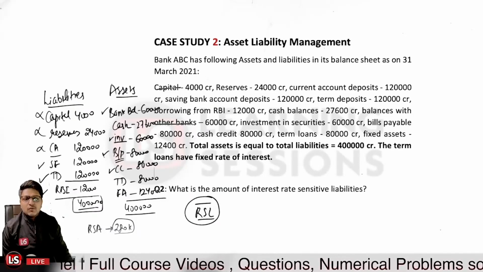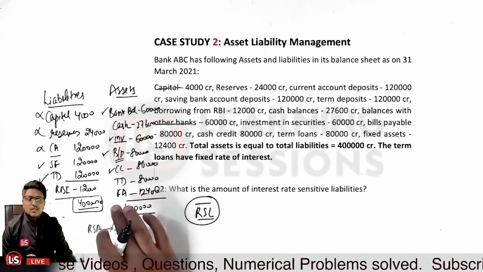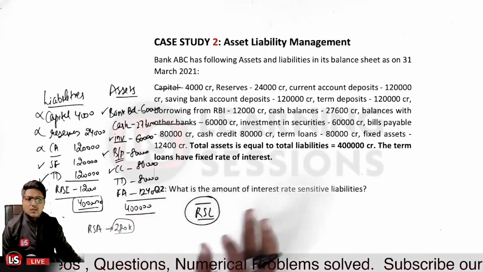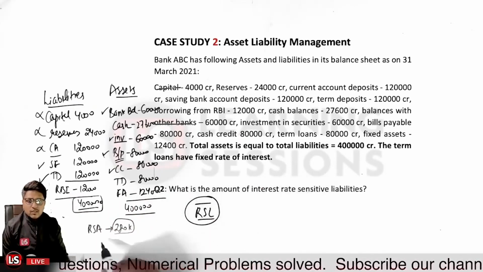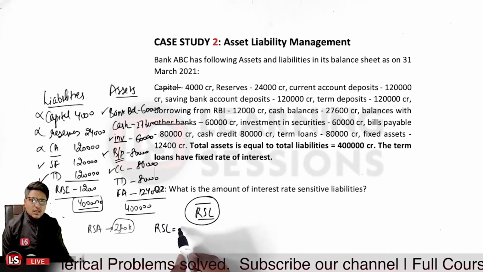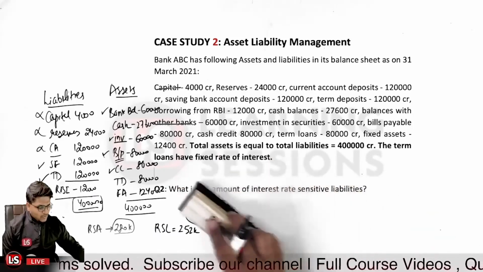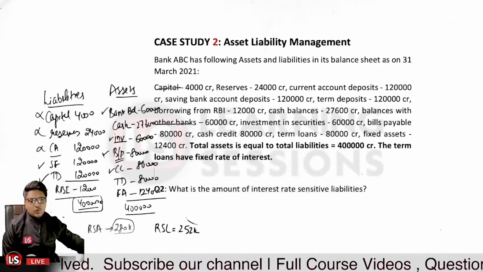So it is 1,20,000, 1,20,000 and 12,000, that is 2,52,000 crores. So what is the risk sensitive liabilities amount? What is the RSL amount? It is 2,52,000 crores. Is that clear? So that would be related to question number 2.